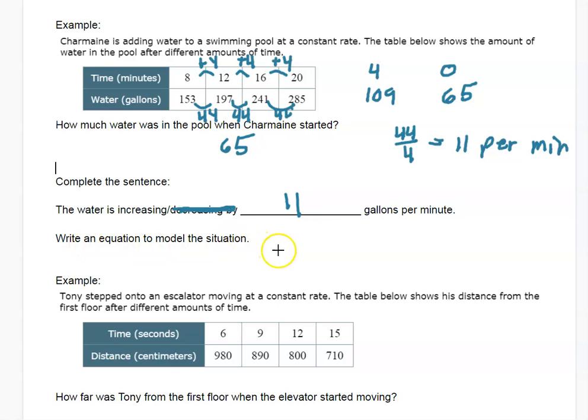Write an equation to model the situation. Well, in this case, again, y equals our slope, in this case, 11x, plus the starting point here of 65. Okay, that tells you about Charmaine and her pool. One more where you're talking about Tony getting on an escalator.